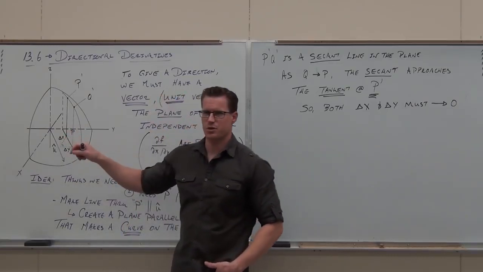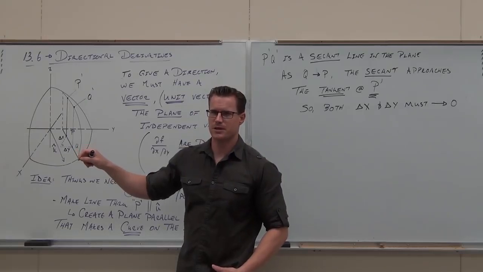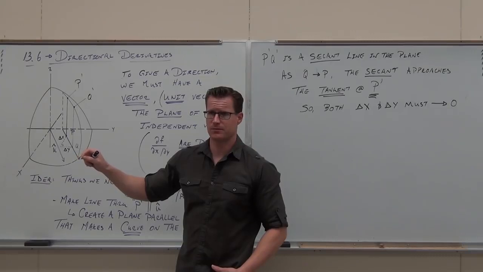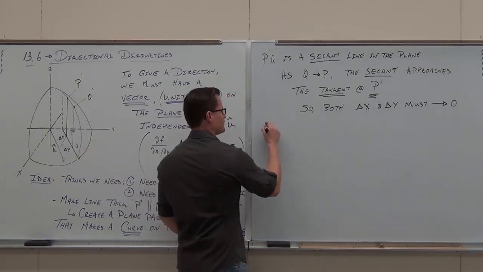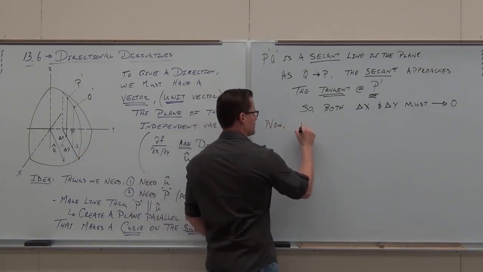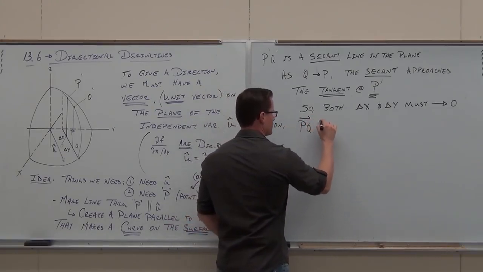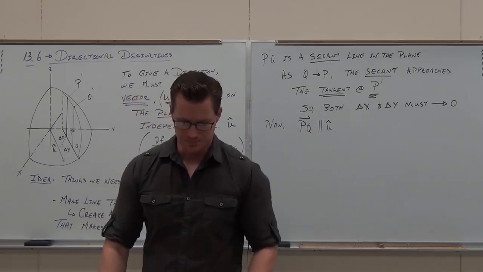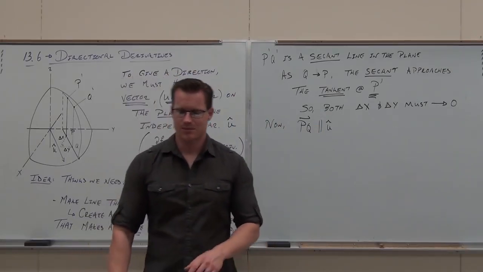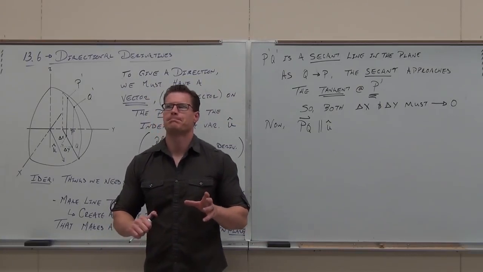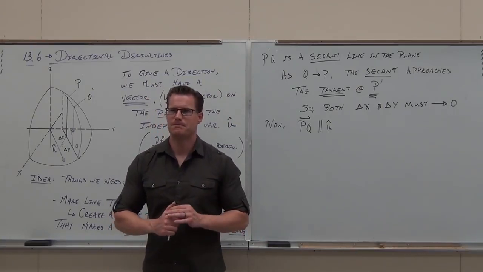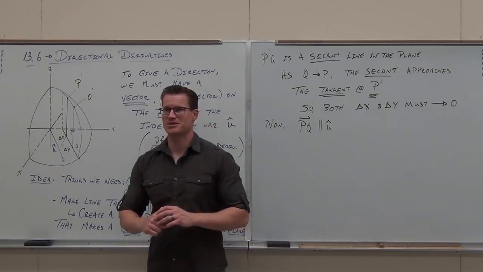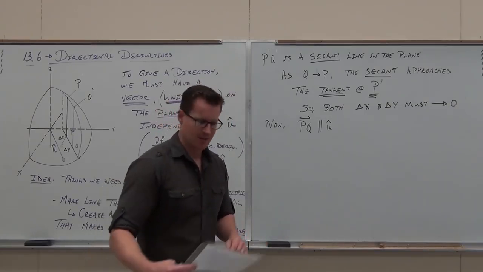The vector PQ, true or false, the vector PQ that creates a line is parallel to the unit vector. Dead true. That's how we made the line in the first place. Same direction. Tell me something you know about vectors that are parallel. They're scalar multiples. Absolutely, they're scalar multiples.